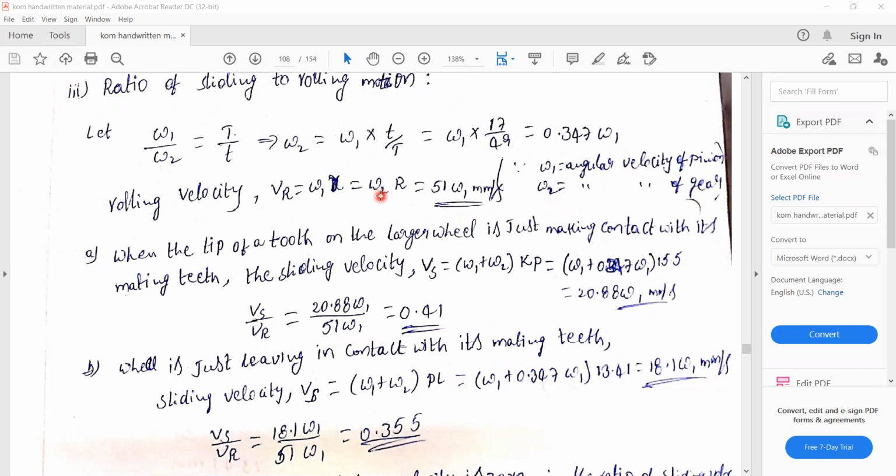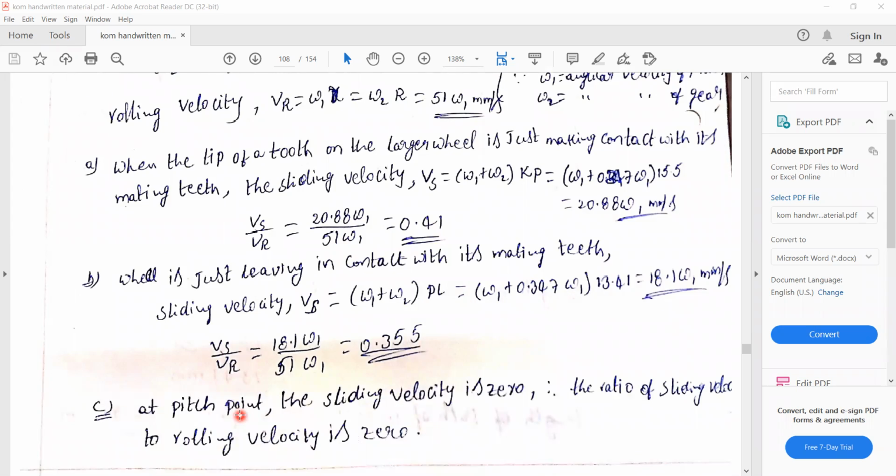So the rolling velocity is in terms of omega 1, and the sliding velocity is also in terms of omega 1. Now I write the ratio of sliding to rolling velocity equals 20.88 omega 1 by 51 omega 1. With a simple calculation, the value arrives at 0.41. So the ratio is 0.41 when the tip of the tooth on the larger wheel is just making contact.